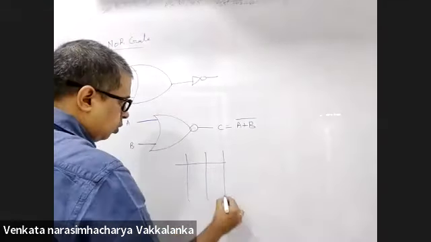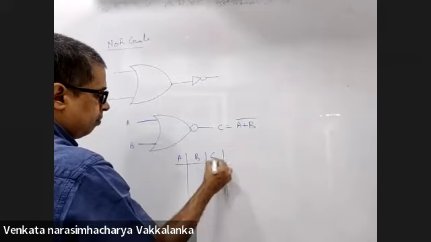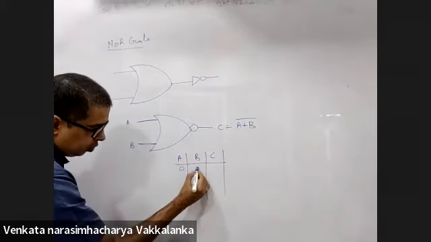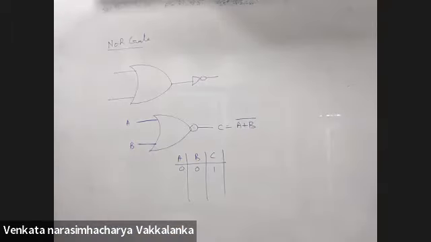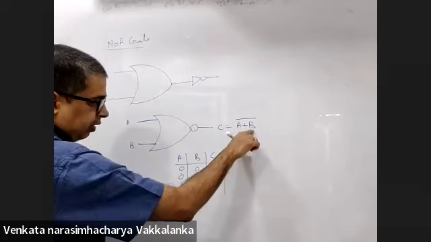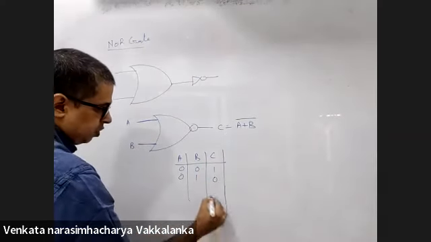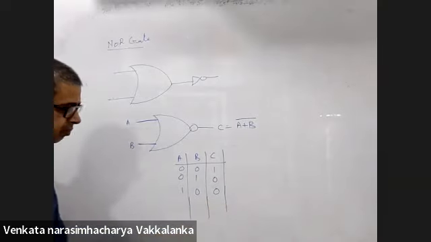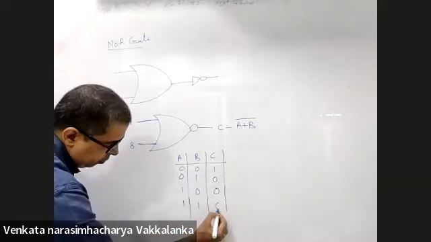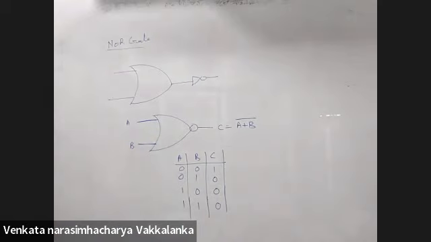What will be the truth table? A, B, C. 0, 0 should technically be 0, but because of the NOT it becomes 1. Agreed? 0, 1 should be 1, this becomes 0. 1, 0 will become 0. 1, 1 will become 0. Agreed? Yes, sir. Yes, sir.